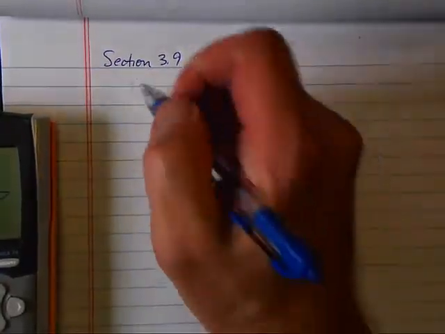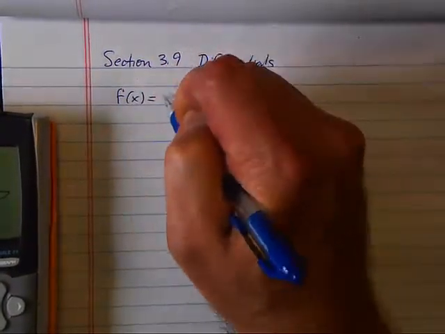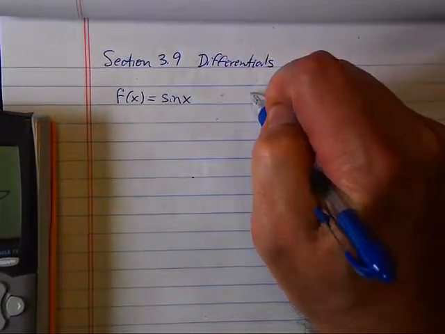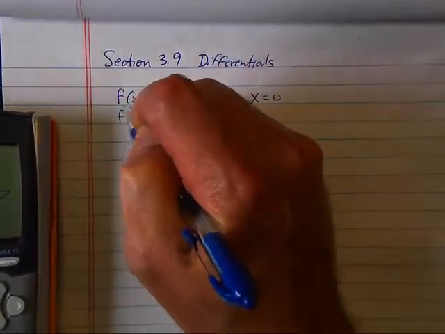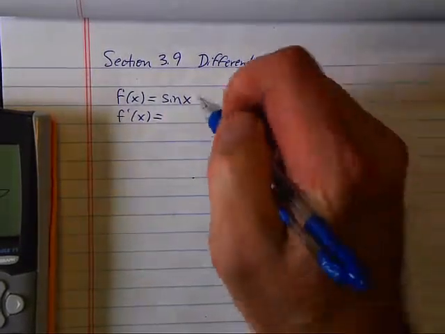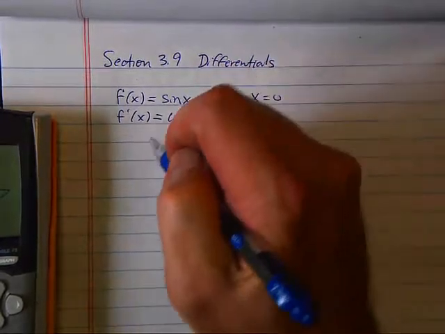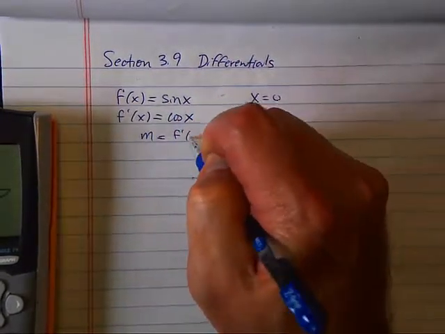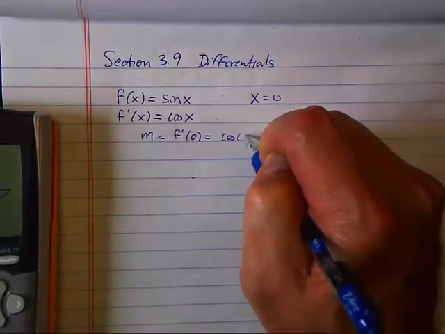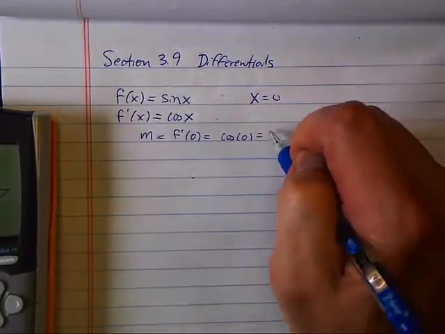All right, so our function is f of x equals sine x, and I want the tangent line at x equals 0. So I take the derivative, f prime of x. The derivative of sine is cosine x. Then what do I do? No, I don't set it equal to 0. I plug in 0 for x to find the slope of the tangent line. So the slope of the tangent line is f prime at 0, which is cosine of 0. Cosine of 0 is 1.